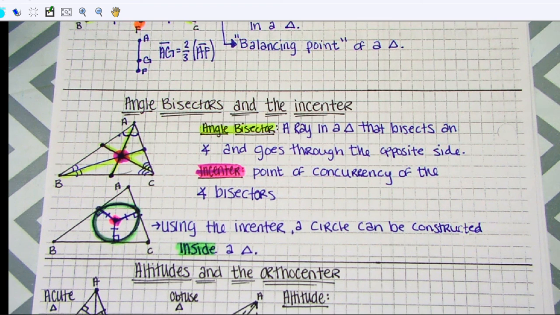So we've got 2 more special points of concurrency to go. And then we'll do our little chart to kind of put them all together. I know that this is a lot of vocabulary, a lot of reading, not much math. Kind of feels like English.